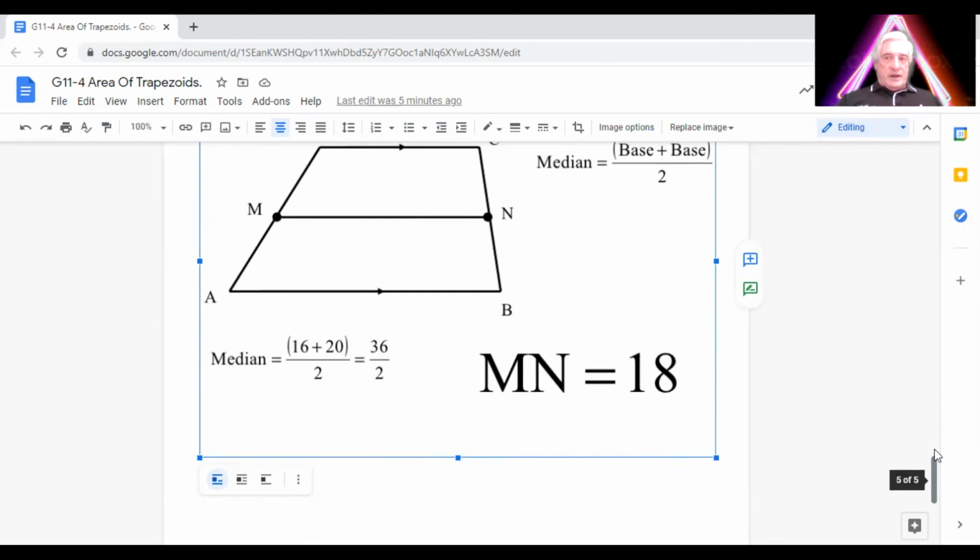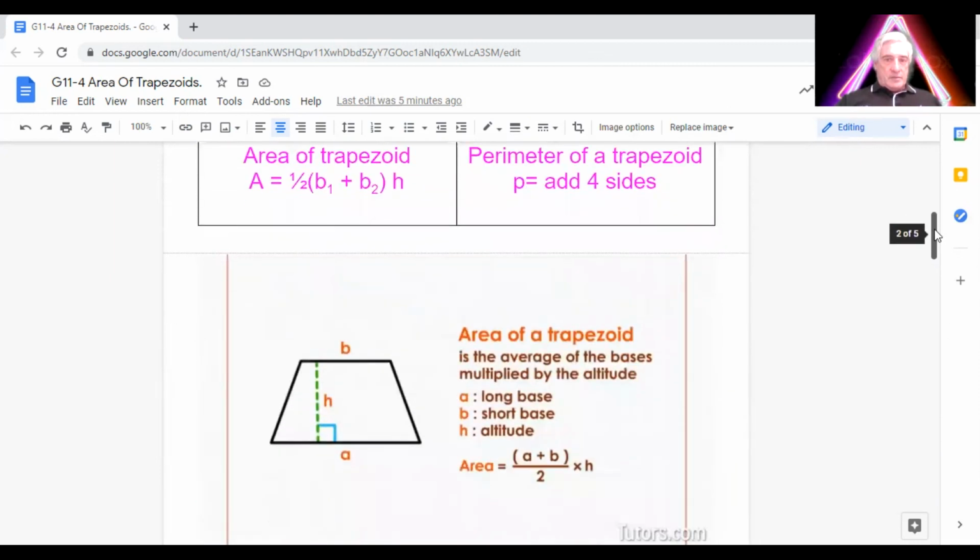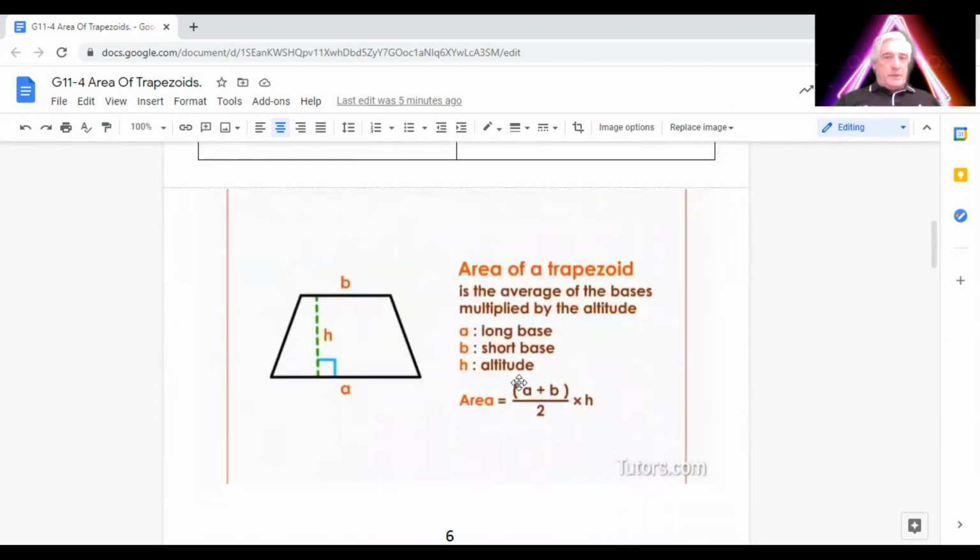Once again, what's the area of a trapezoid? The area of a trapezoid is base 1 plus base 2 divided by 2 times height.